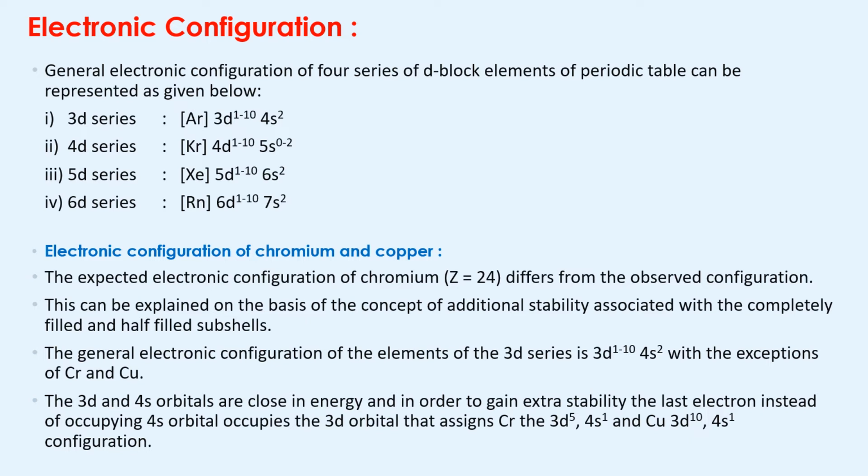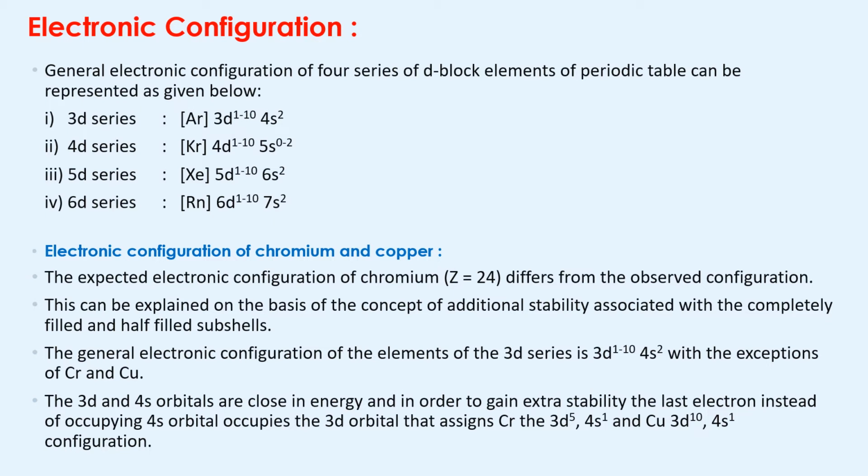So as with chromium, copper can also shift one of its 4s electrons to 3d and get extra stability due to the completely filled subshell. So now the observed electronic configuration for copper is argon 3d10 4s1. This is a favorite question which is asked in your board exam also: showing the electronic configuration of chromium and copper.